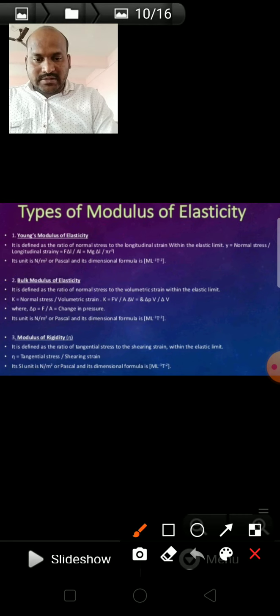You can easily understand. See the Young's modulus, bulk modulus, and modulus of rigidity. See the normal stress to linear strain, so also we can see the volume stress to volume strain, and also see the tangential stress to the shearing strain. So by putting the values in the corresponding equation, we can get the dimension formula and unit for that particular component.